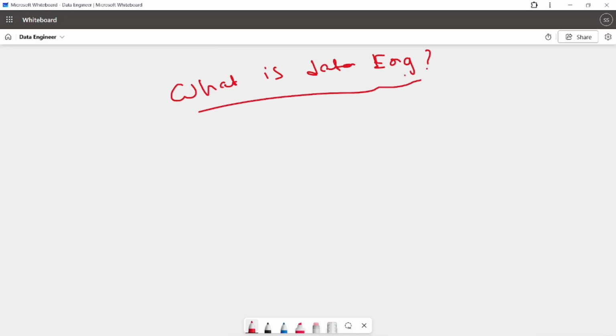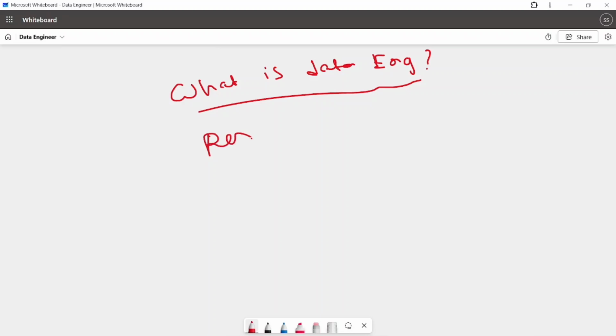So first is, what is data engineering? Data engineering is the process of collecting, transforming, storing and making data available for analysis. A data engineer builds and maintains data pipelines. This is very important. In an interview also, the interviewer will ask you what is data engineering, what do you know about it? Just tell them data engineering is the process of collecting, transforming, storing and making data available for analysis. A data engineer builds and maintains data pipelines.